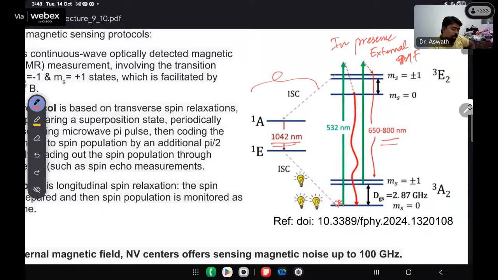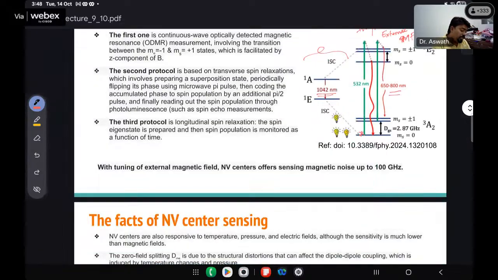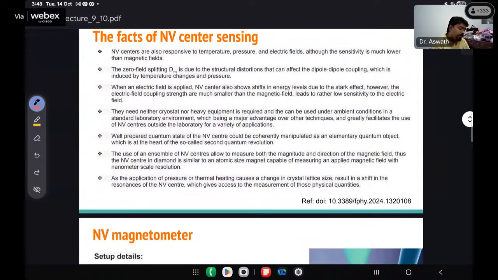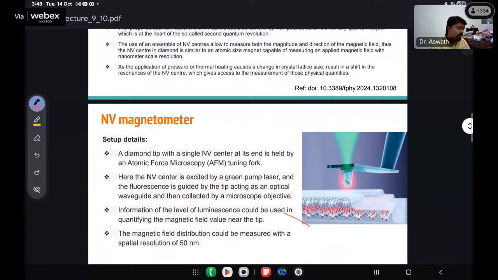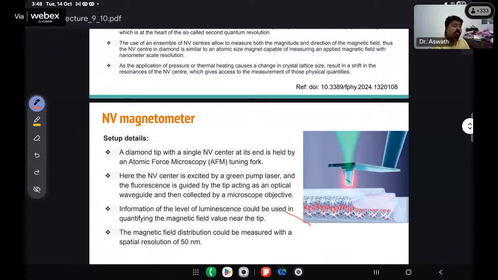If I fire with a green light and the emitted photons are of red light, it means there is a presence of an external field. If the green light is not absorbed, I get back green light as it is, which means the external field is absent. That is how you use the NV center for measuring the magnetic field due to human tissue, to find the malignant, cancerous part in the human tissue at a very, very early stage. Okay, right?